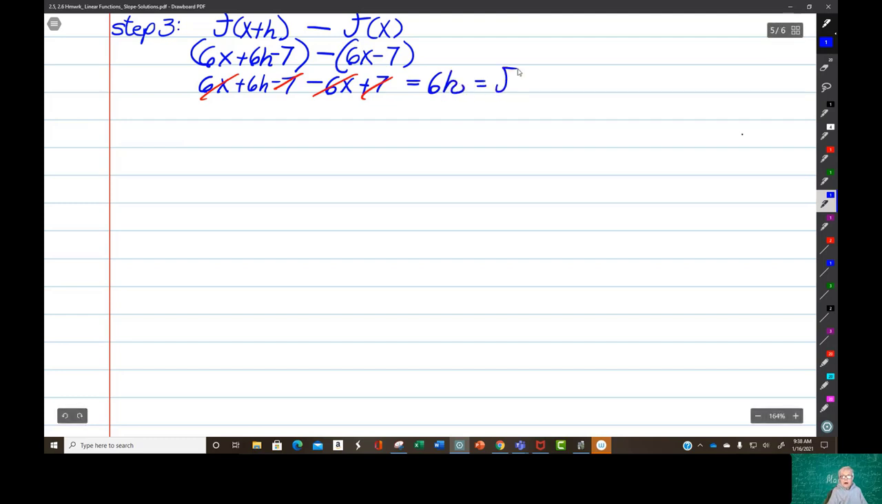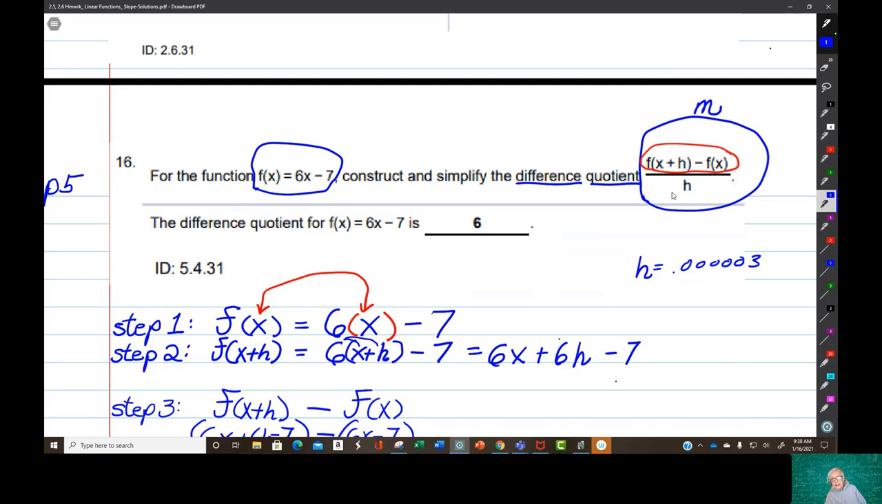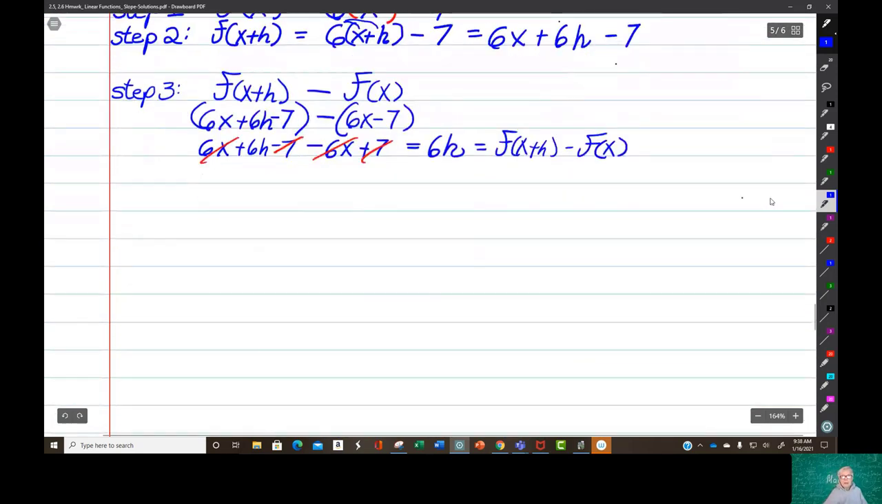So that's what f of x plus h minus f of x equals. That's what the numerator of this fraction equals. So step 4 is to figure out what the whole difference quotient is now that we've taken it apart. Step four, we're going to find f of x plus h minus f of x over h. This is the difference quotient.